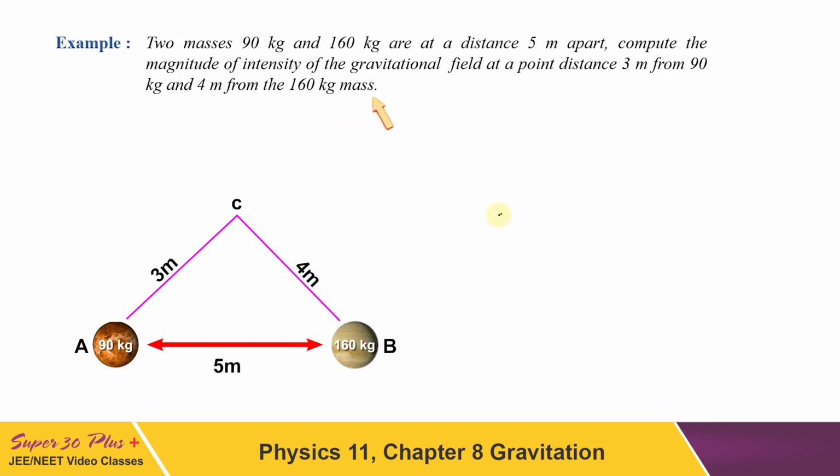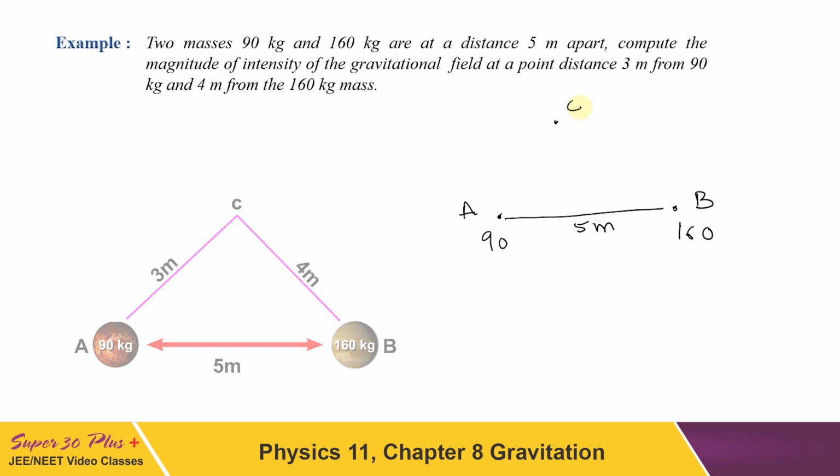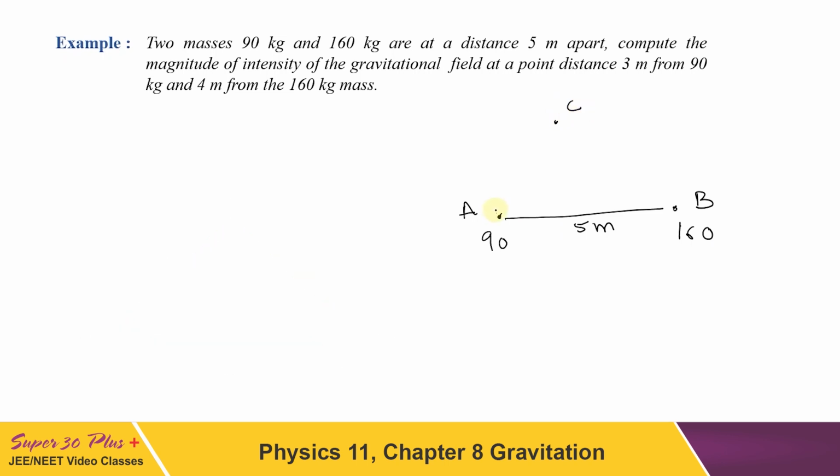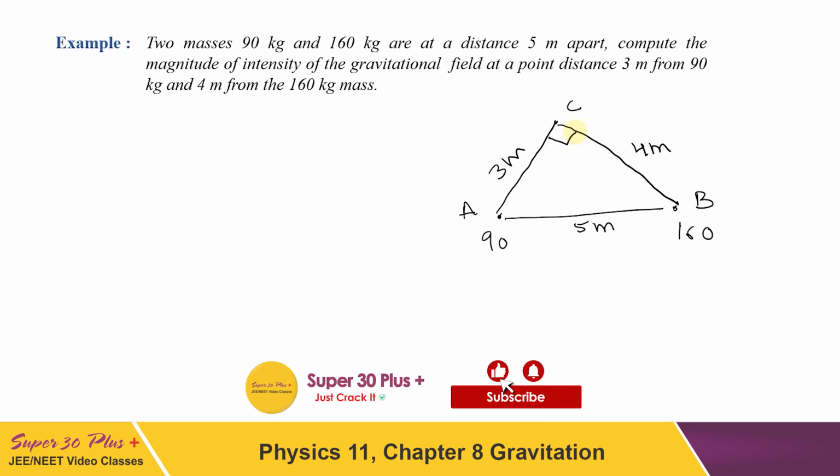Let us first draw the situation. This is point A, here is point B. The masses are given, 90 kg and 160 kg. Distance between them is 5 meter. If we consider another point C here, which is at a distance 3 meter from A, and this one is 4 meter from B. Of course, as the side lengths suggest, this angle has to be equal to 90 degree. Now we have to calculate the magnitude of intensity at the point C.